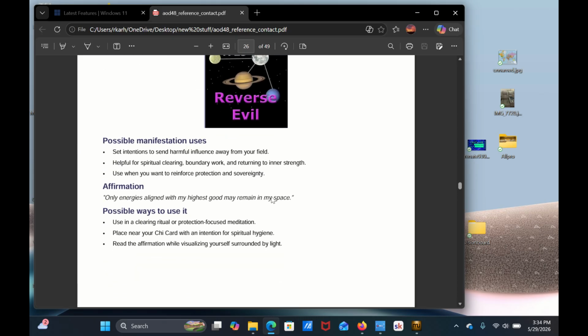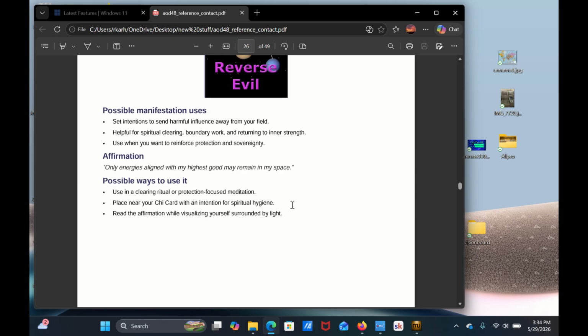Reverse evil. Set intentions to send harmful influence away from your field. Helpful for spiritual clearing, boundary work, and returning to inner strength. Used when you want to reinforce protection and sovereignty. Only energies aligned with my highest good may remain in my space.